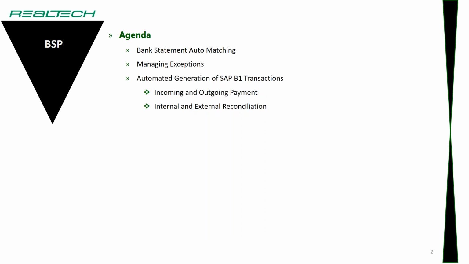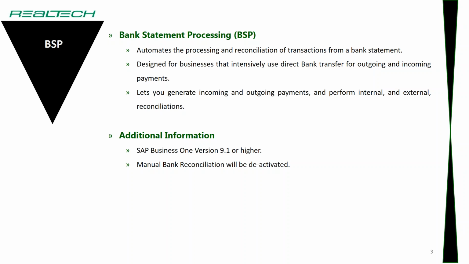I have three things that we will talk about today: bank statement automatic matching, managing exceptions, and automated generation of SAP Business One transactions. You already probably know that automation is critical to every business. But did you know that on average, a person can manually reconcile less than 10 transactions per minute?